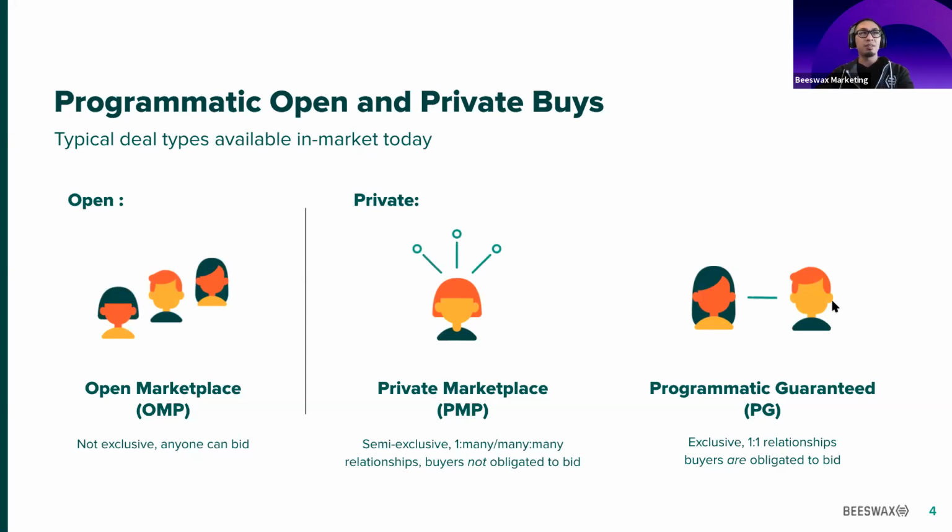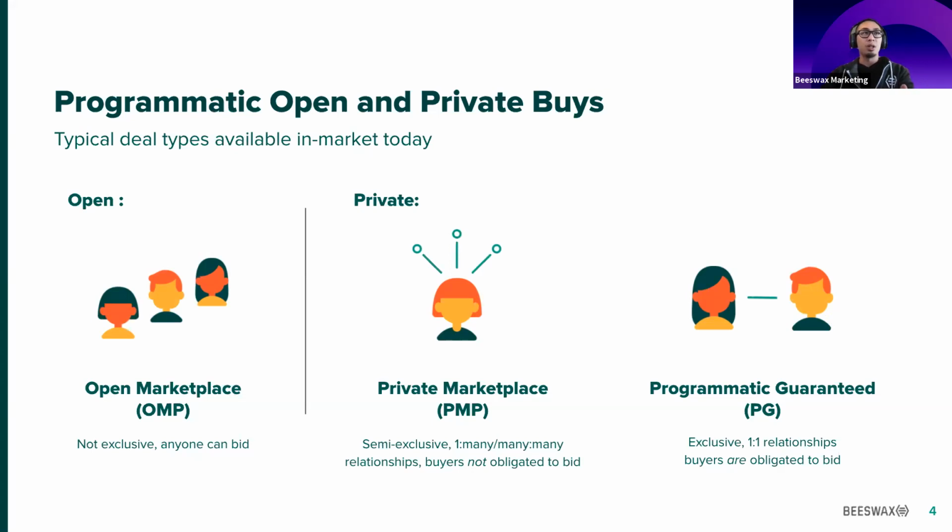So let's talk about the various deal types that we have. This is not an exhaustive list. Remember, this is a 101, so we're going to try to keep things high level where we can. But suffice to say, starting with the open marketplace, what is an open marketplace buy? Well, fairly straightforward. It's not exclusive. Anyone can bid as long as you work with a DSP and they work with SSPs that receive impressions.